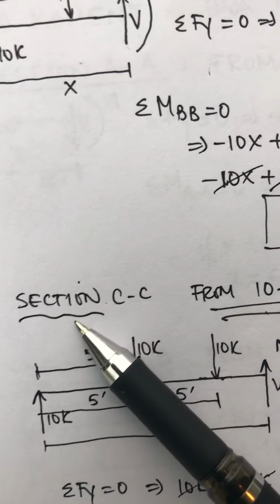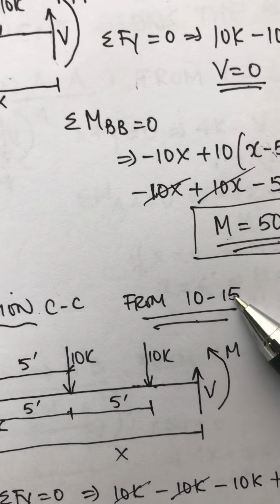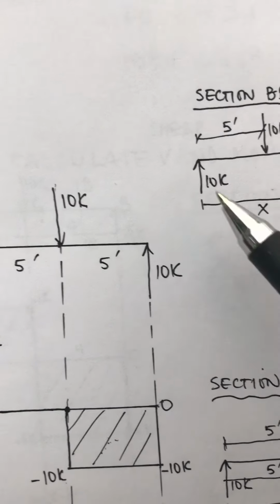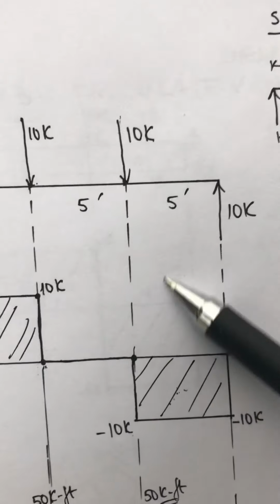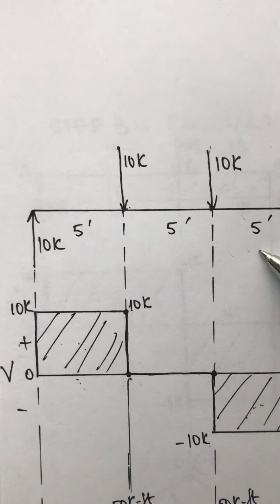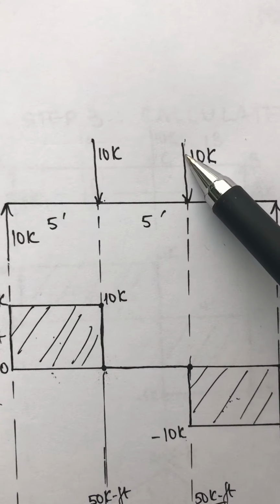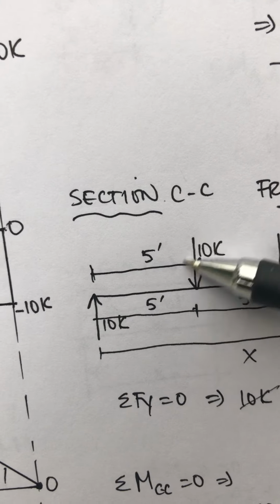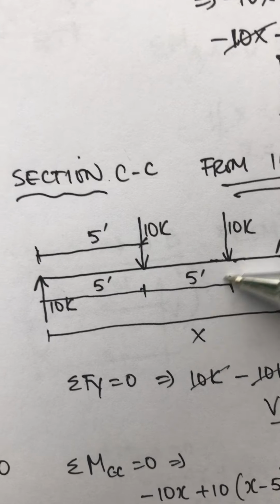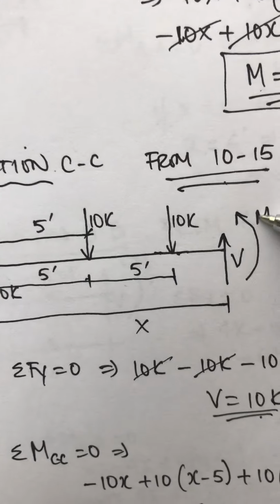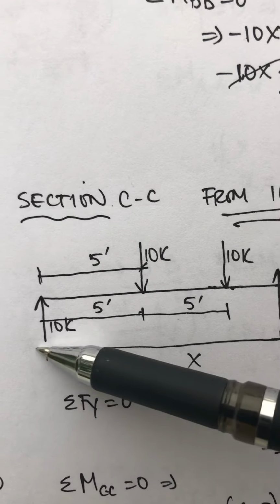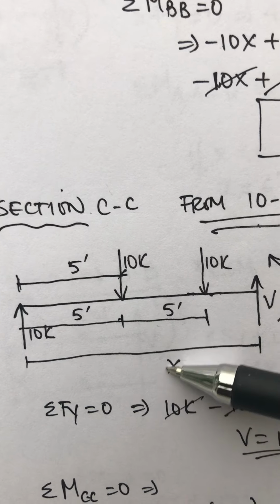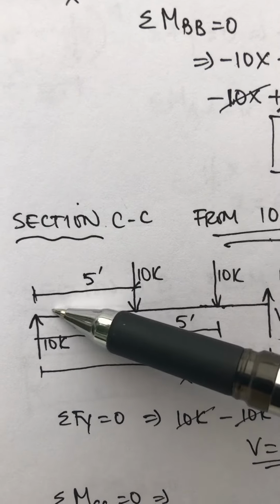So you go to section CC, from 10 to 15. Our cut is somewhere here. We have 10K, 10, and 10, and the distances are 5 and 5. We have the same thing as before, and our cut is here. Always from the origin 0 to the cut, the distance is X because we don't know it, but the other distances we know.